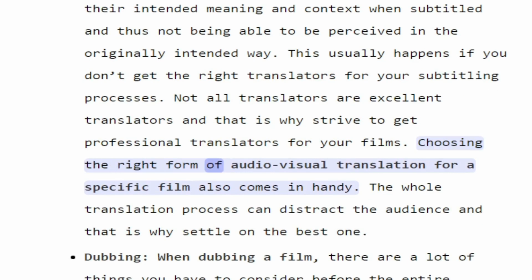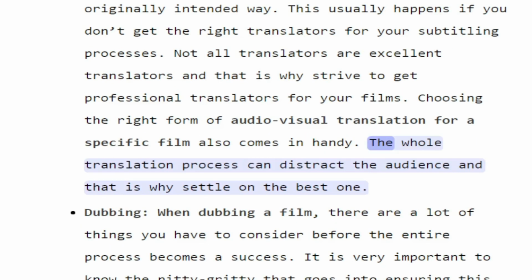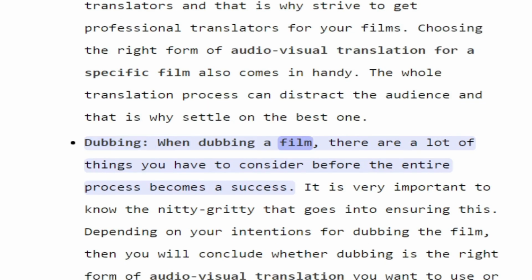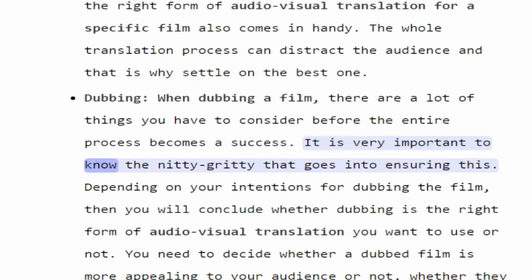Choosing the right form of audiovisual translation for a specific film also comes in handy. The whole translation process can distract the audience, and that is why you should settle on the best one. Dubbing. When dubbing a film, there are a lot of things you have to consider before the entire process becomes a success. It is very important to know the nitty-gritty that goes into ensuring this.